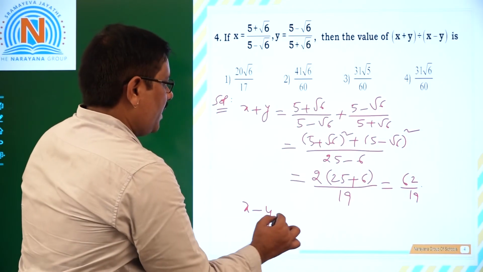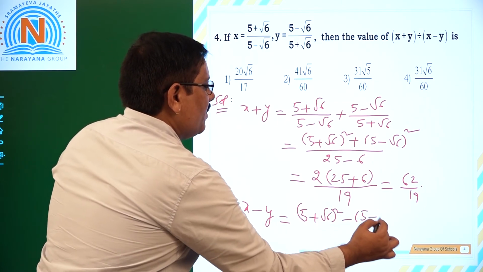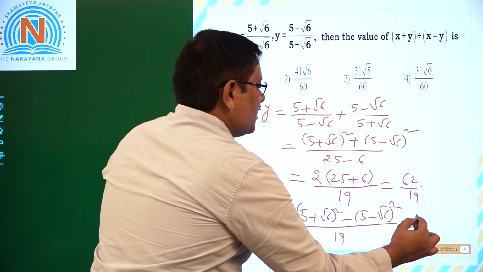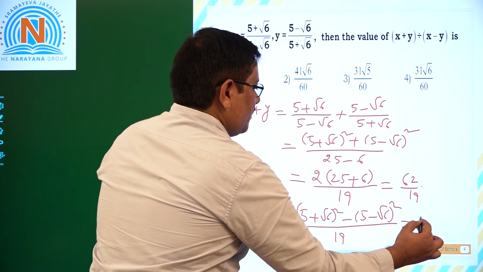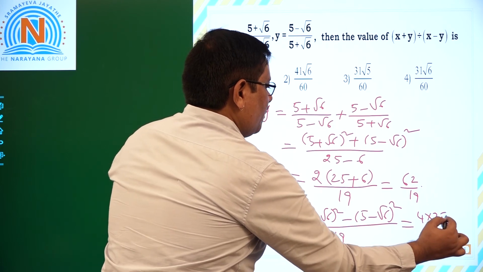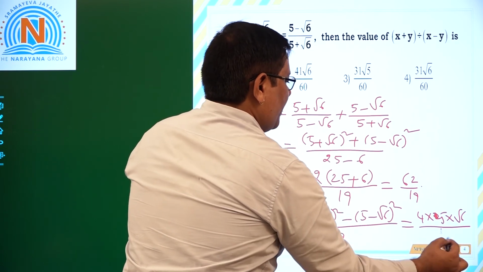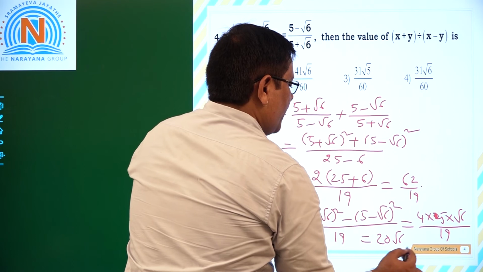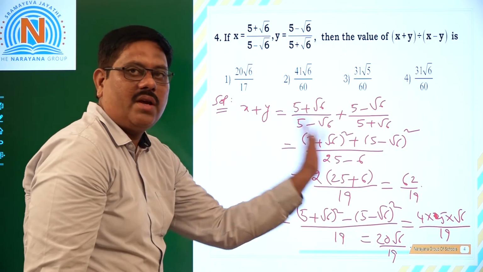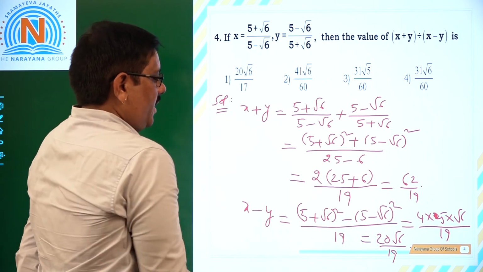Similarly, if we find x - y, that is going to be (5 + √6)² minus (5 - √6)² by 19. That is going to be 4ab, that is 4 into 5 into √6 by 19. That is 20√6 by 19. That's what we will get as x - y. (a + b)² - (a - b)² is 4ab, 4 into a which is 5 into √6. So we have 20√6 by 19. This is x - y.